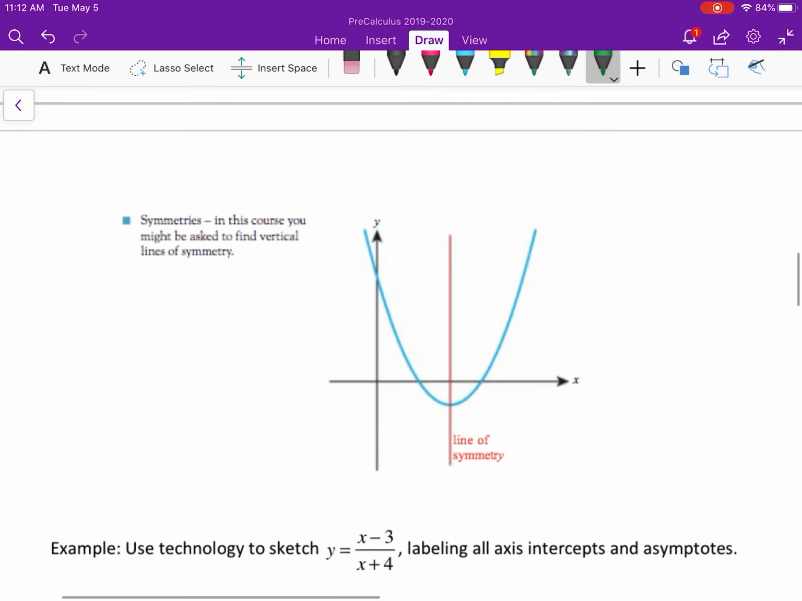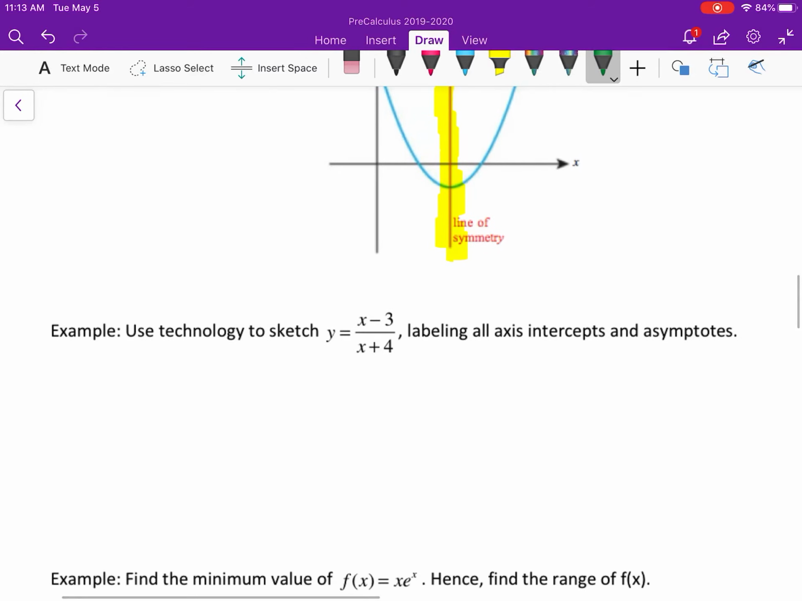All right, and then the final thing we have are symmetries. All right, and finding a line of symmetry, also sometimes called the axis of symmetry. It is the point at which you can divide your function into two equal parts or two very symmetric parts.